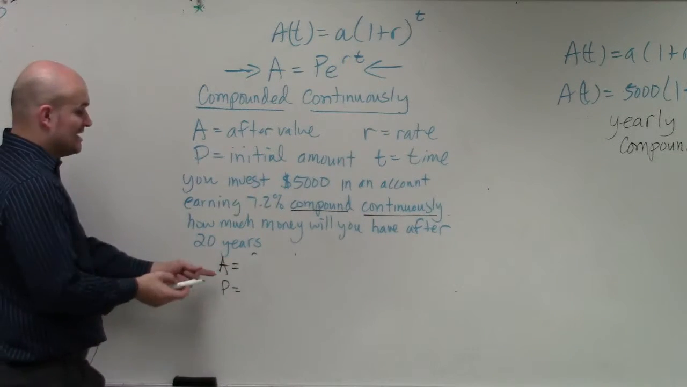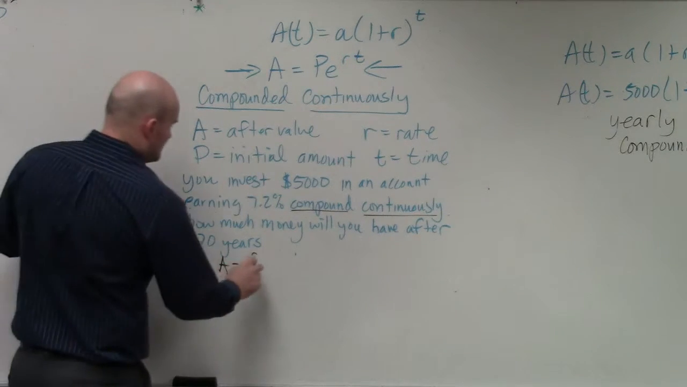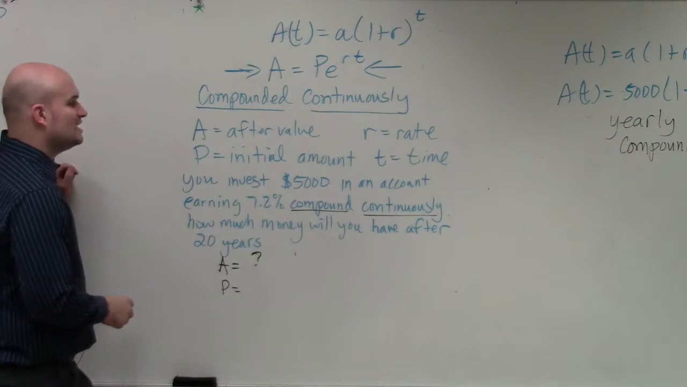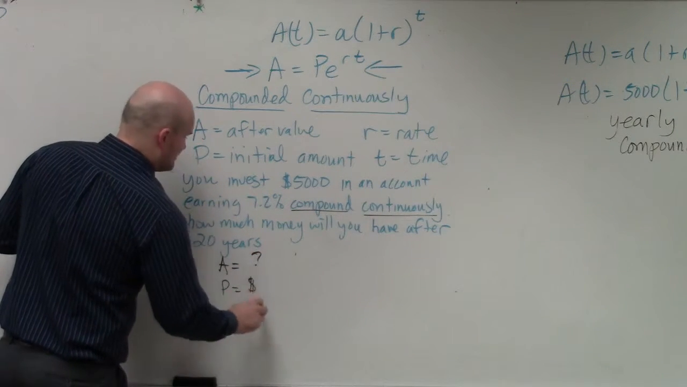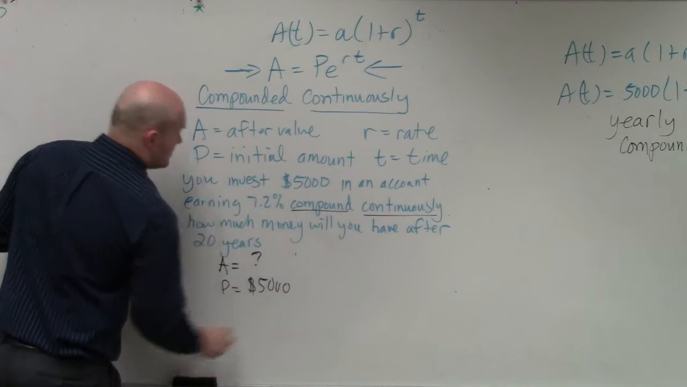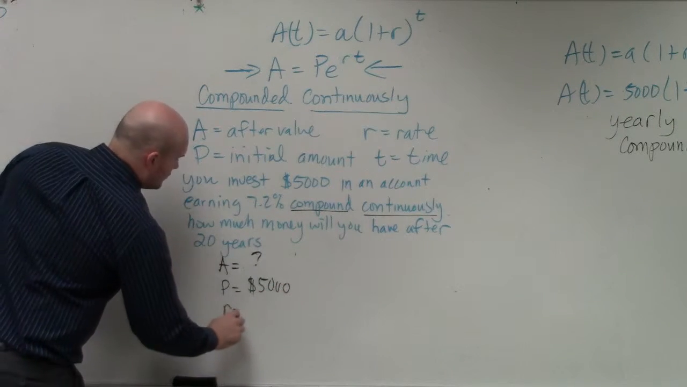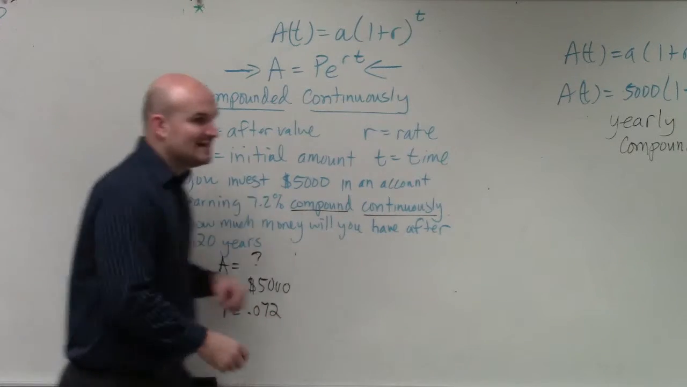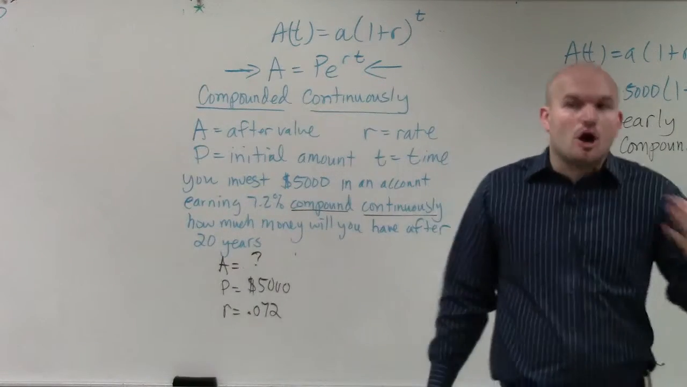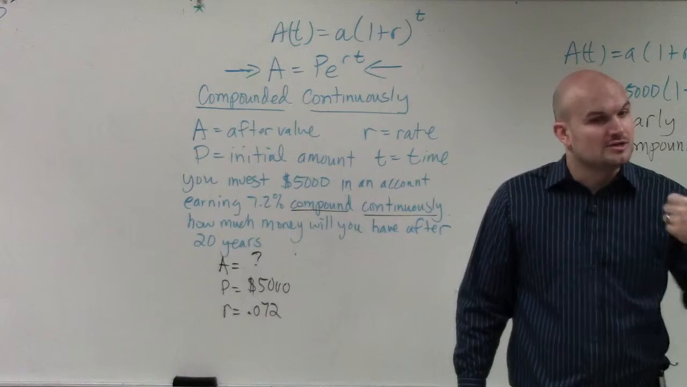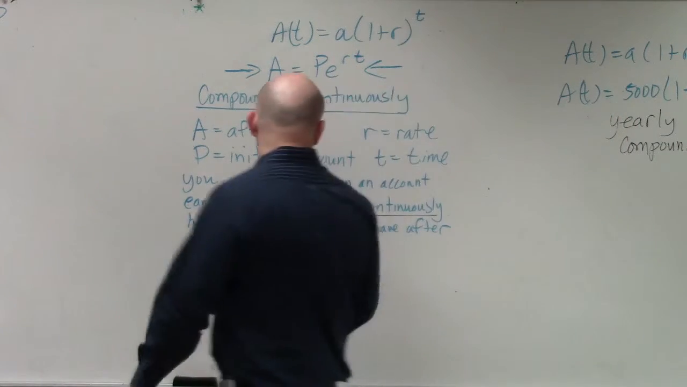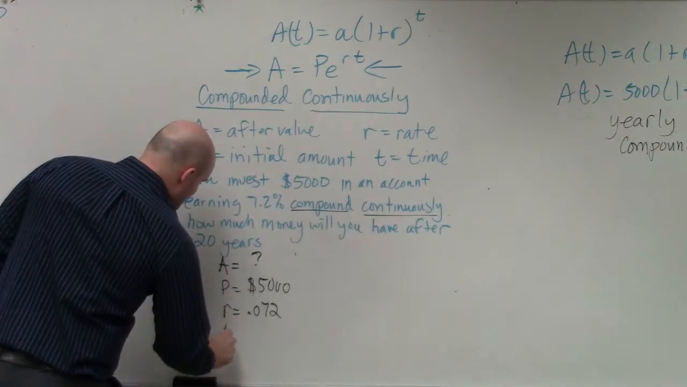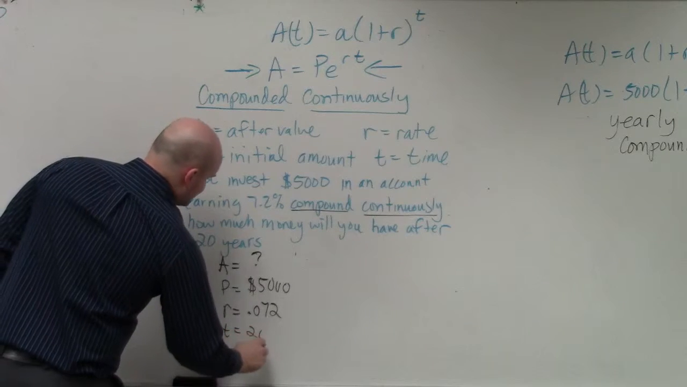So my after amount, is that what we're trying to find? Yes. So we're going to leave that there. P is our initial amount, which is $5,000. Then we have our rate, which is 7.2. Please remember that whenever we're dealing with our interest rate, we're always entering those in decimal form. So it's going to be 0.072. And then T is going to represent our time, which is 20 years.